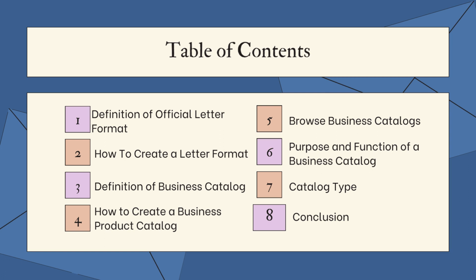Table of contents. First, definition of official letter format. Second, how to create a letter format. Third, definition of business catalog. Fourth, how to create a business product catalog. Fifth, browse business catalog. Sixth, purpose and function of a business catalog. Seventh, catalog type. Eighth, conclusion. Please listen to our presentation.